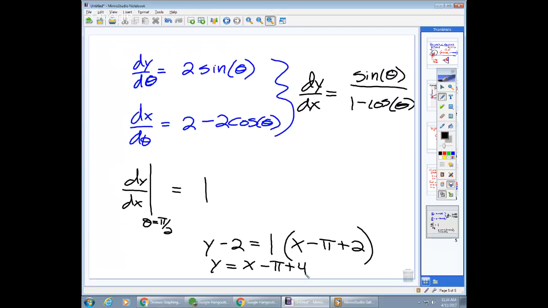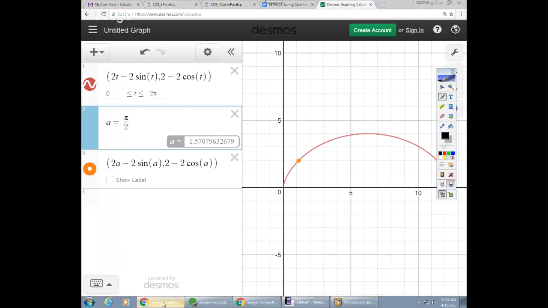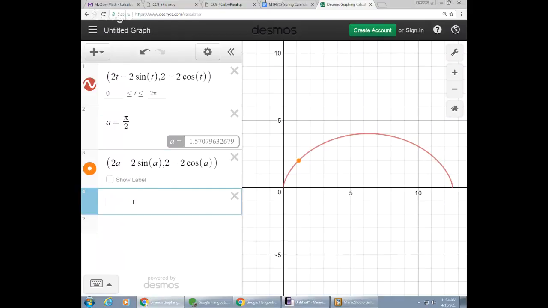Let's give it a try, see how it looks. And we could do a parametric line, but I see no reason to do that here. So y equals x minus pi plus 4. And that looks pretty darn good. Nice.